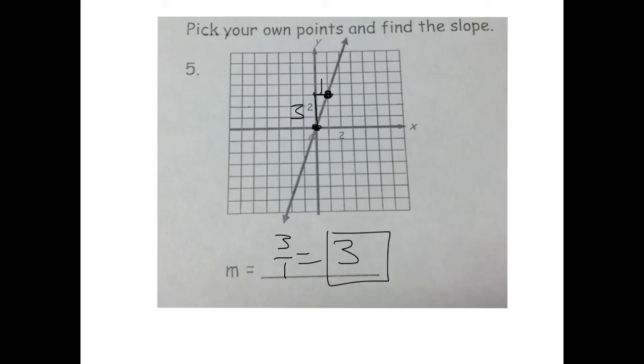Okay. Let's say, for instance, I picked a different point. I picked one up higher up here. Then this would be up 6 over 2. And 6 over 2 would also reduce to 3 over 1, or 3. So even if I picked different points, I would end up at the same place as somebody else.